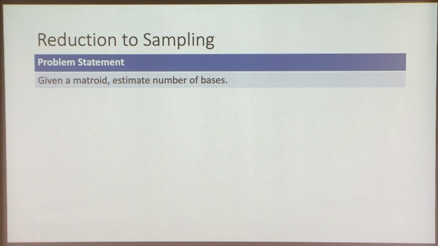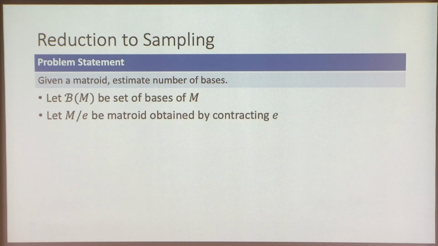So our first step towards counting the number of bases is to reduce this to a sampling problem. Recall the problem is to estimate the number of bases. Let script B be the collection of all bases of your matroid. Let M/e denote the contraction of your matroid. This is the matroid given by: you look at all independent sets of your original matroid, you only keep the independent sets which contain your element e, and then you remove e from them. This is a smaller matroid called the contraction.